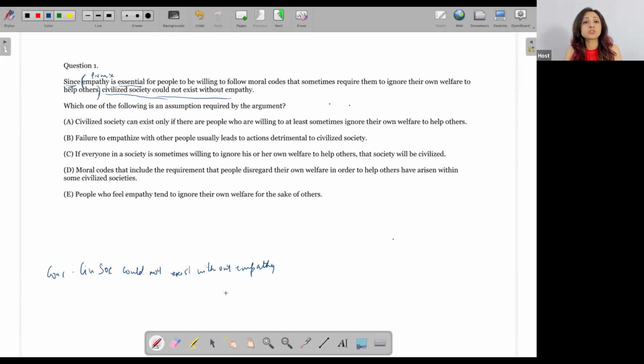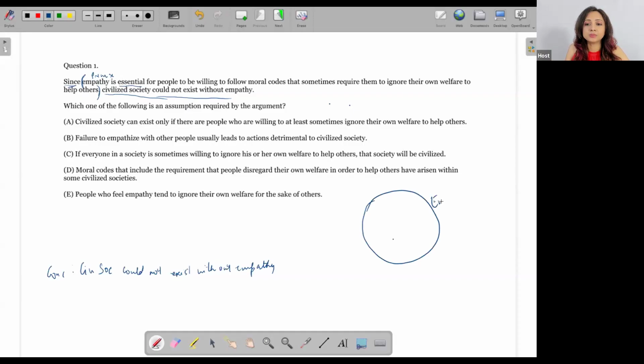What is it that is actually given to me that it is a fact? What are the premises? That empathy is essential for people to be willing to, blah, blah, blah, something, something, right? So essential, now my thought over here: essential means necessary condition. Necessary condition means that is a superset of my main clause, right? Empathy is the necessary condition.